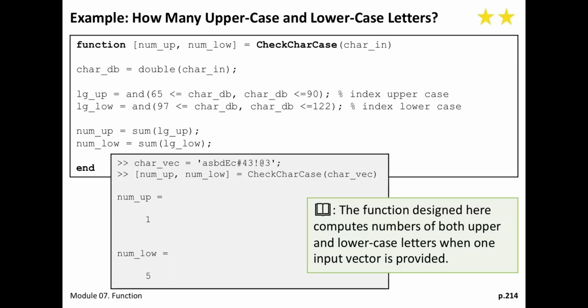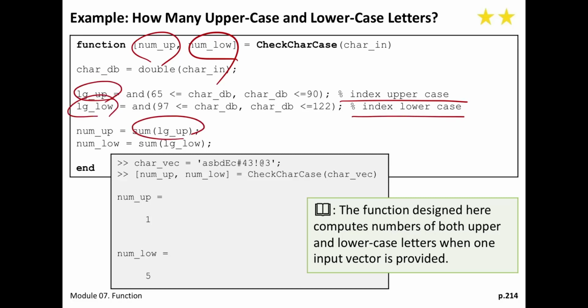Next example is to count the numbers of the lowercase and the uppercase letters. The function has two outputs, nums up and then num low, like this. Okay, we can use similar text, summing up each logical vector, in this case, uppercase and lowercase. We can sum up this logical vector, right? And assign it here, right?